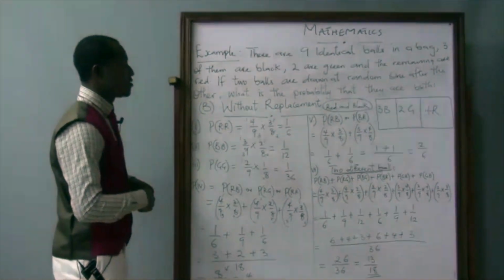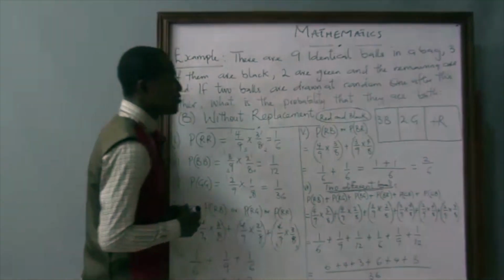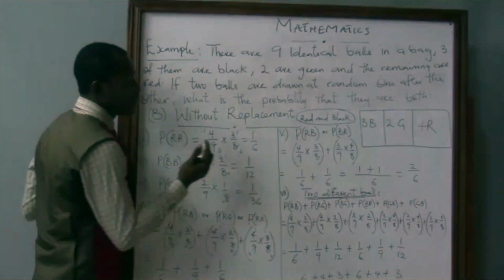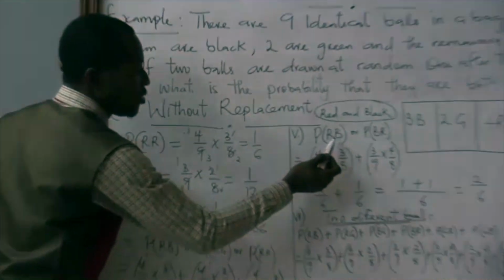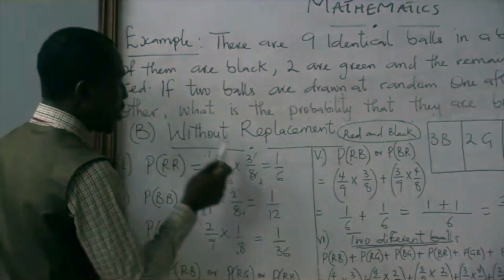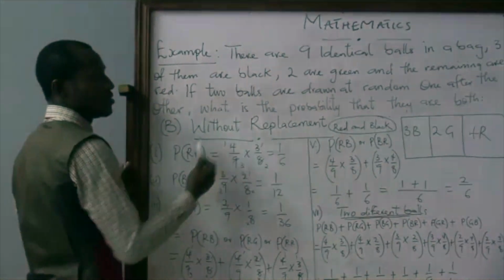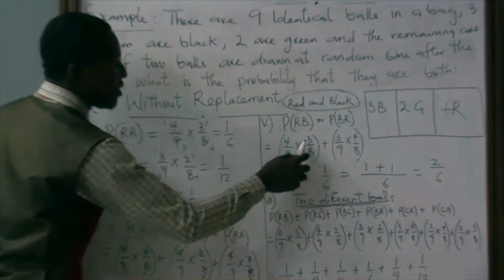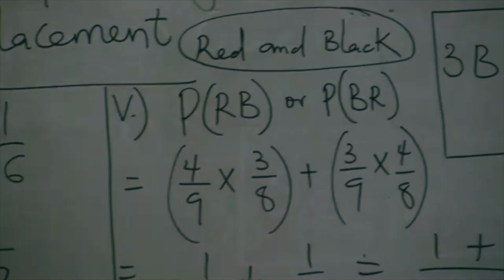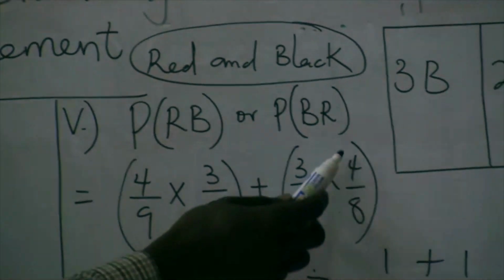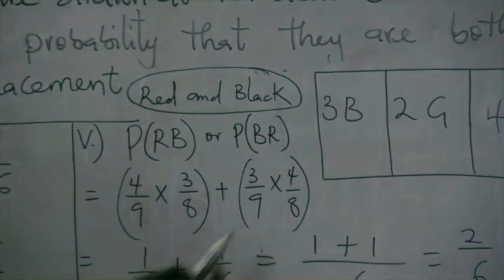Number 5, what's the probability of picking a red and a black ball? Just like I said earlier, it is either red first, black second, or black first, red second. So now we are considering without replacement. So here I have 4 over 9 multiplied by 3 over 8, plus black ball 3 over 9 multiplied by the red, which is 4 divided by 8.